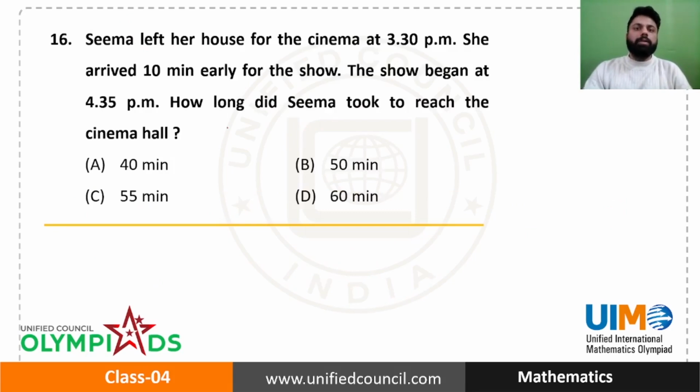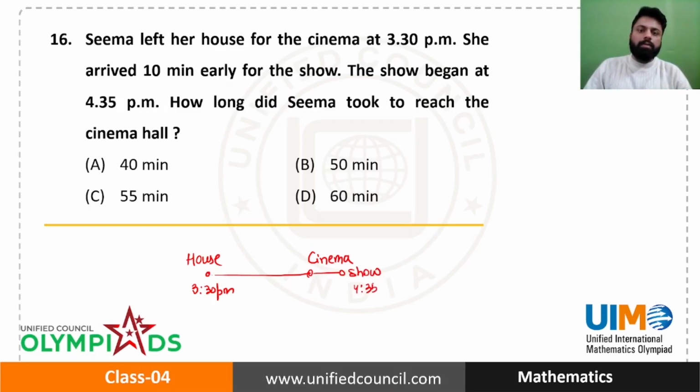Seema left her house for the cinema at 3:30 p.m. She arrived 10 minutes early from the show. Show began at 4:35 p.m. 10 minutes early means she arrived at 4:25 p.m. How long did Seema take to reach the cinema hall?